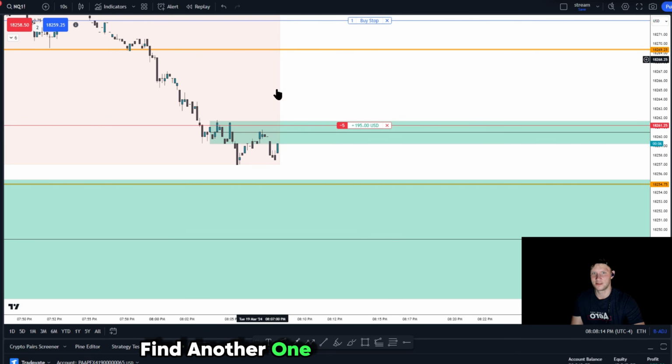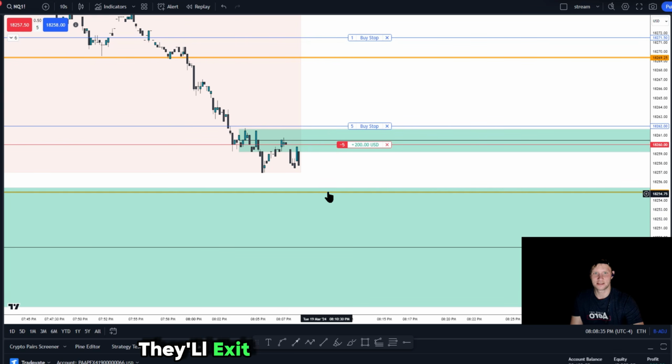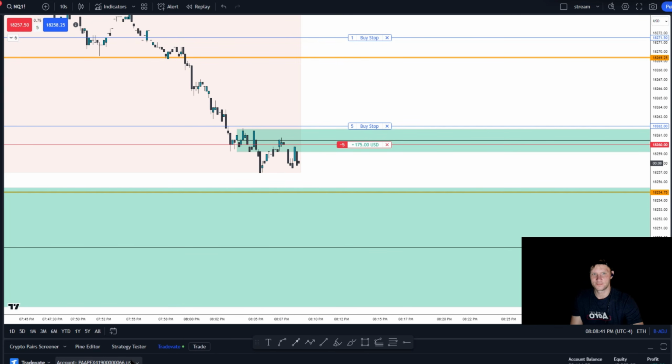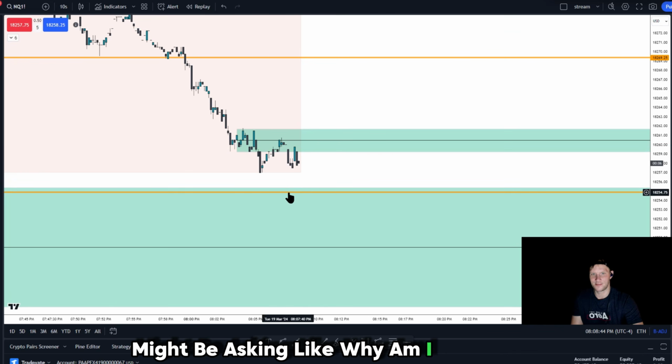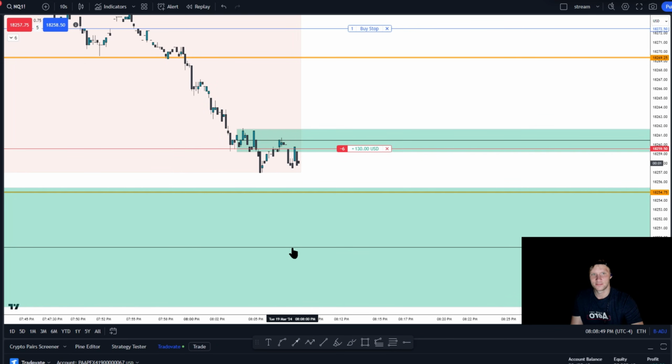Find another one, because there isn't any. I gotta scramble to put stops in. Then I'll exit half once it gets down here, which is still 5 points away or so. I might be asking, like, why am I adding on? Because I don't think price is going to there. I think it's going to here, right?